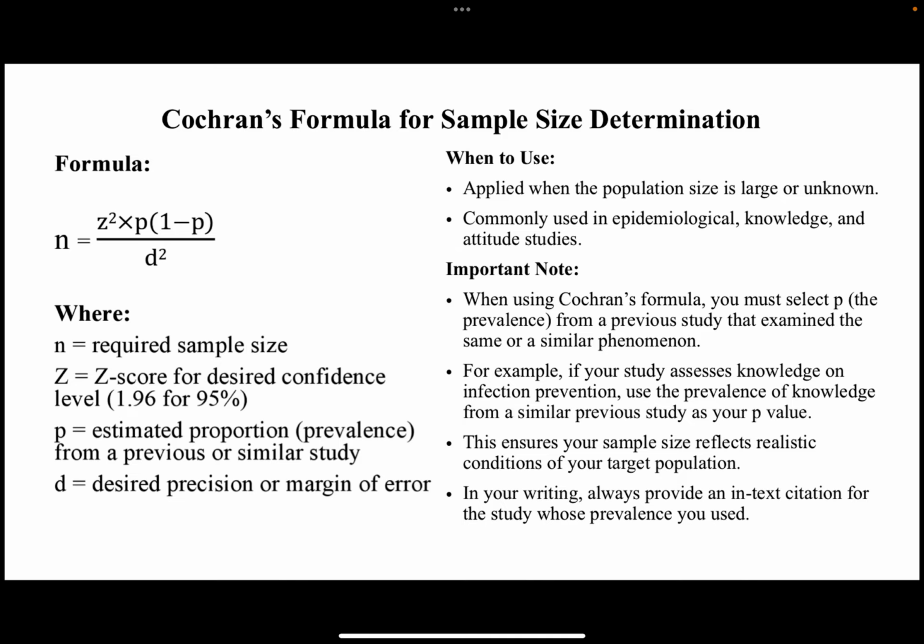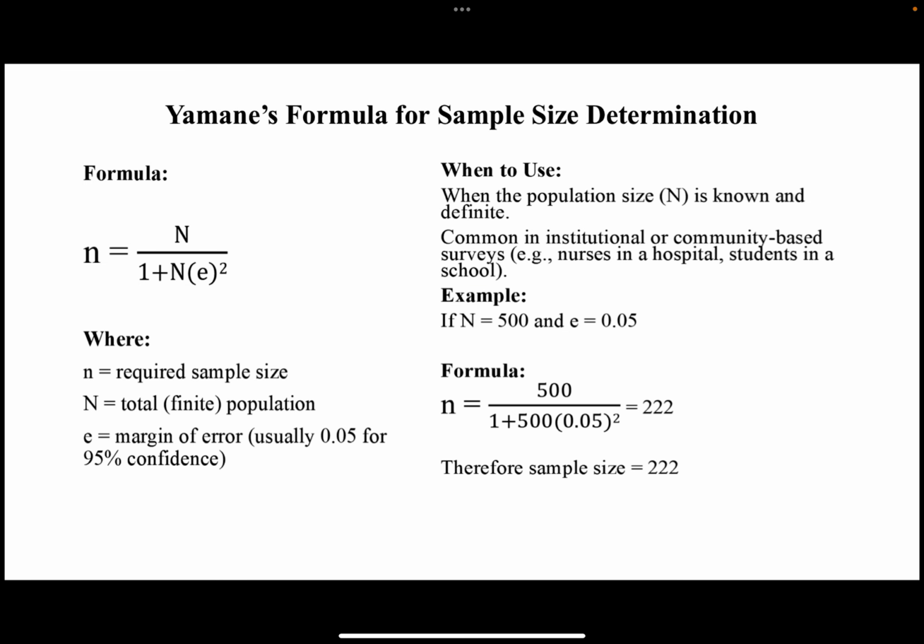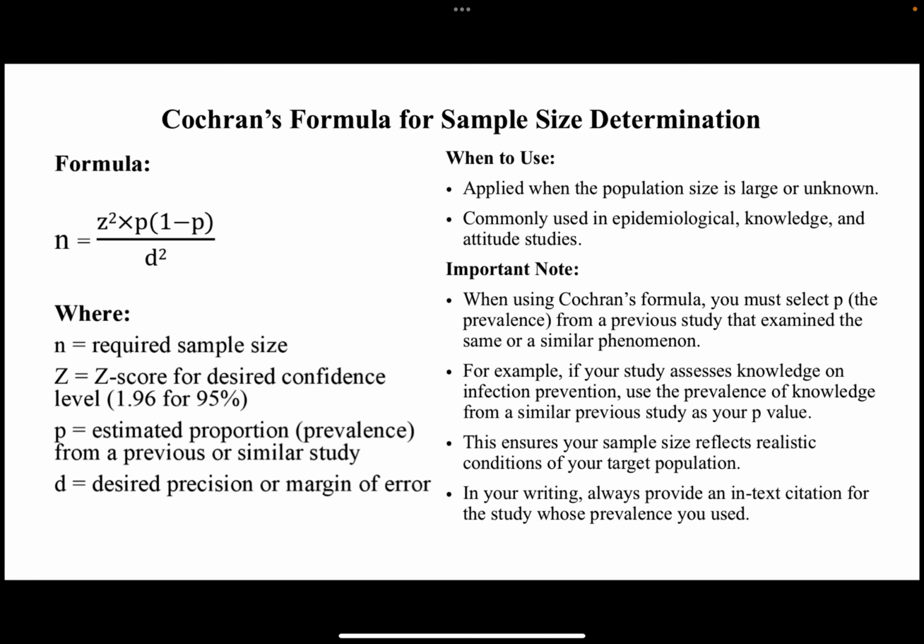We do not only use the Cochran formula when you don't know the population size N. At times, the Cochran formula would also be advisable in a larger population. So it is applied when the population size is large or unknown. Two things. So those are the two reasons why we use the Cochran formula: when the population size is large or unknown. You have to note this down. You use the Cochran formula for two reasons.